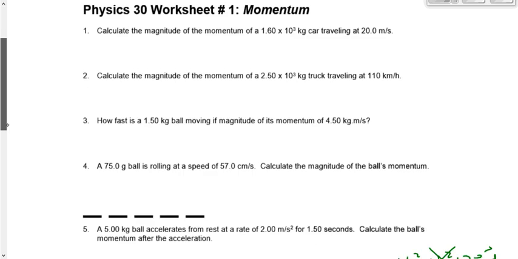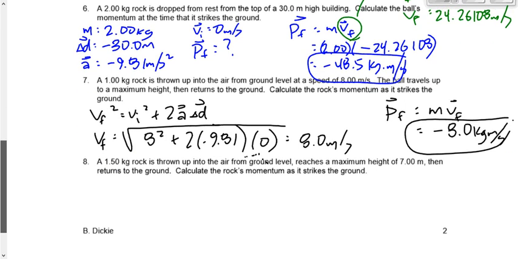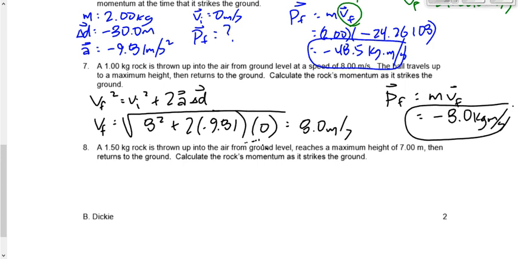Okay, one more. There's a 1.5 kilogram rock thrown up into the air from ground level, reaches a maximum height of 7 meters, comes back down to the ground. What's the momentum as it strikes the ground? Sounds a lot like the last question, but we're missing something. We're missing that initial speed, which means we can't just say the final speed is the same, right?